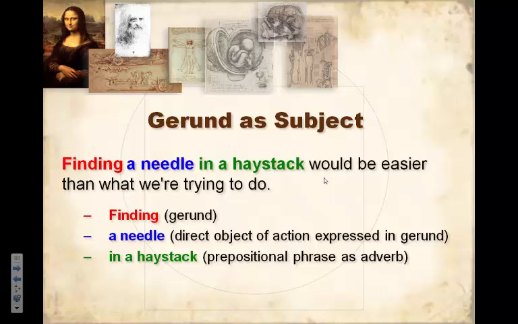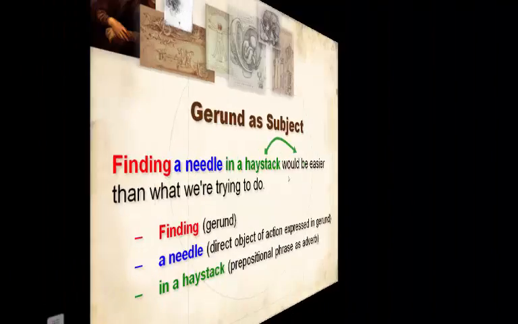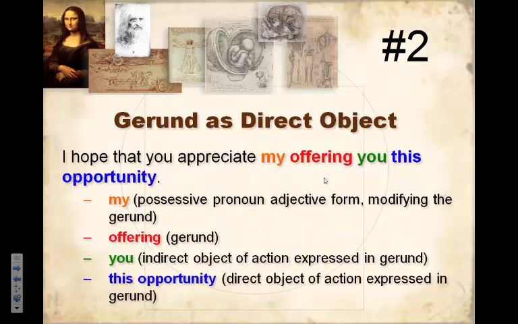Okay, so if it's at the beginning of the sentence and it's not followed by a comma, then most likely the gerund phrase is being used as a subject. Okay, then you have the gerund as the direct object, like in this sentence. I hope that you appreciate my offering you this opportunity.